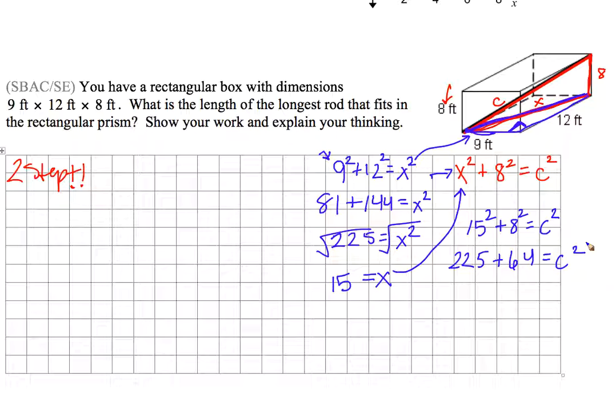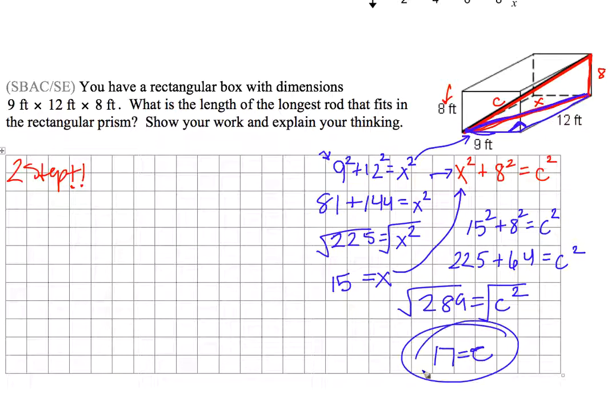Let me pull up my calculator. 225 plus 64 equals 289. Get the square root, and I have c equals 17. And that's it. Again, if you need more help, this is a big one. This is crazy. There's a link you can click on that will help you with these types of problems. And that's it.